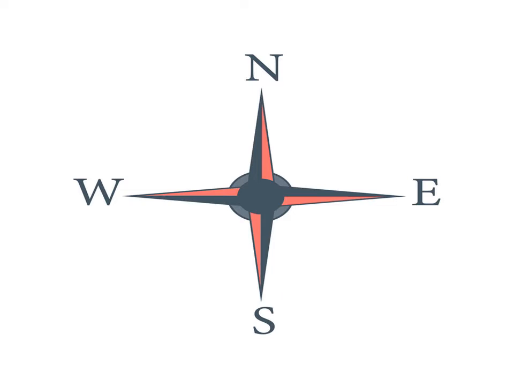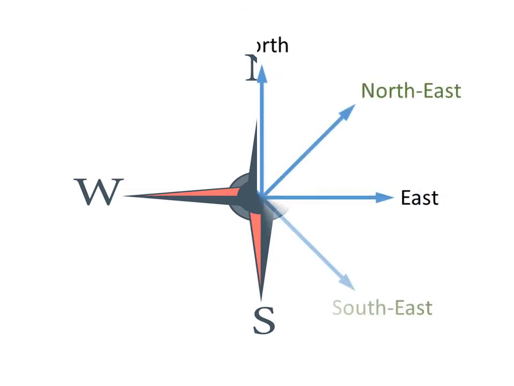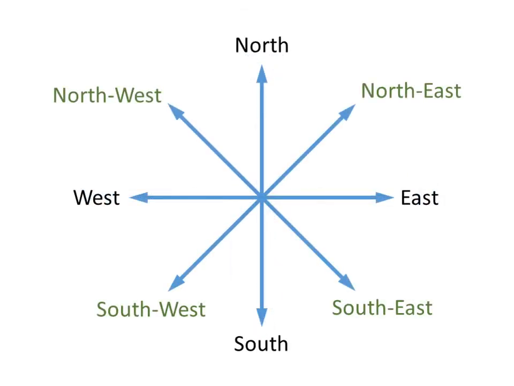Along with these four main directions, there are also four main sub-directions. They are northeast, northwest, southeast, and southwest. These subdirections lie between two major directions. For example, southeast lies between south and east, northwest lies between north and west, and so on.